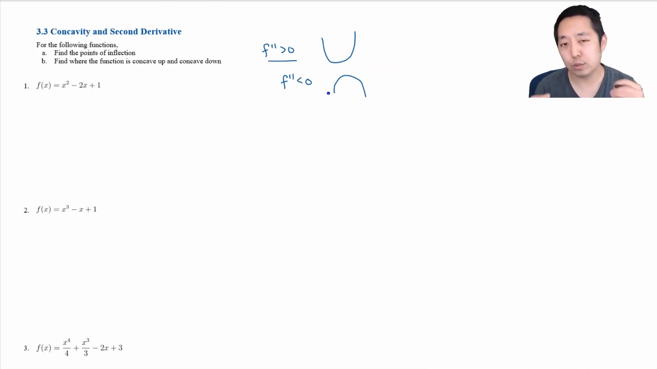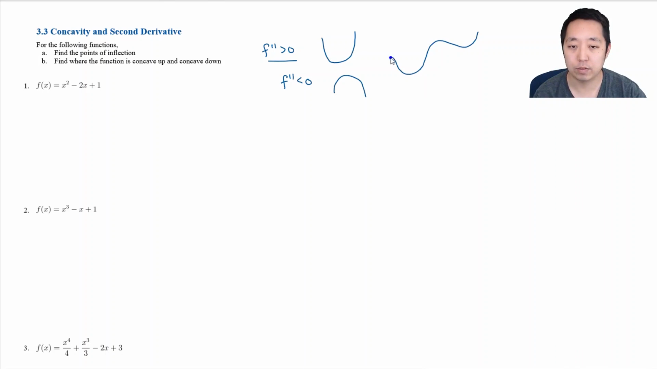Kind of like the first derivative tells you when a function is increasing, ramping up, or going downward because the slopes are positive or negative. Concavity doesn't tell you whether it's increasing. It's telling you whether it's bowl upward or bowl downward. So if I have a curve like this, for example, in this area it's concave up, here it's concave down, here it's concave up, here it's concave down.